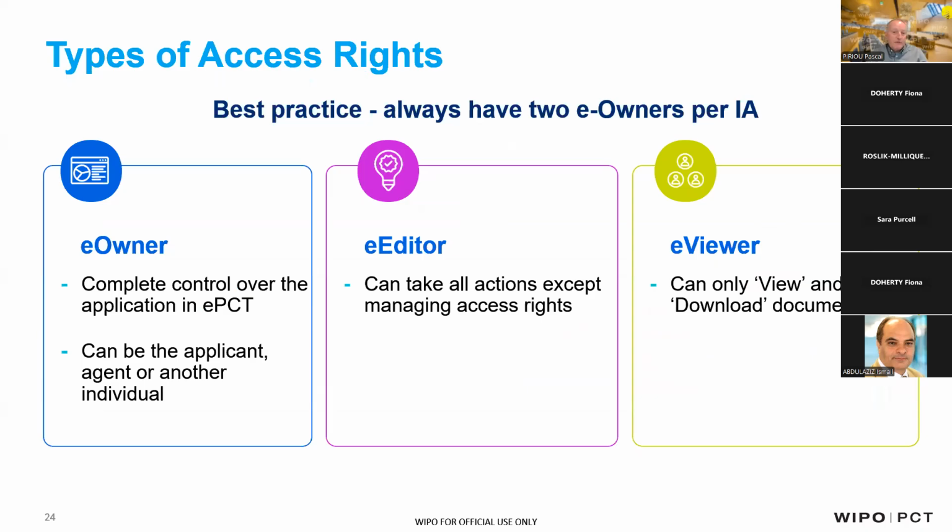In ePCT, we have different types of access rights. E-owner is the person who can do everything, meaning can edit the application, can submit documents, and can also share access rights. And this is really important, we always recommend our users to have at least 2 e-owners per application, just in case one of them is leaving the company, you still have someone else who can manage access rights.